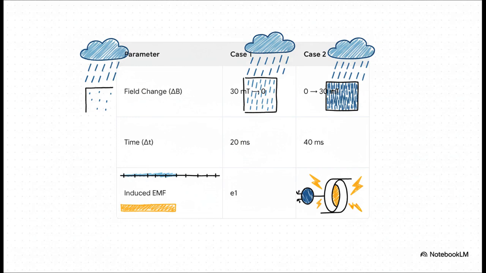In case 1, the field goes from 30 millitesla down to 0 in just 20 milliseconds. That creates a voltage, or an EMF, that we'll call E1. In case 2, the field goes from 0 back up to 30 millitesla, but this time it takes 40 milliseconds, creating an EMF we'll call E2. Our job? Find the ratio of E1 to E2.